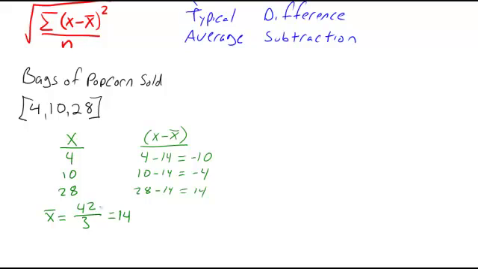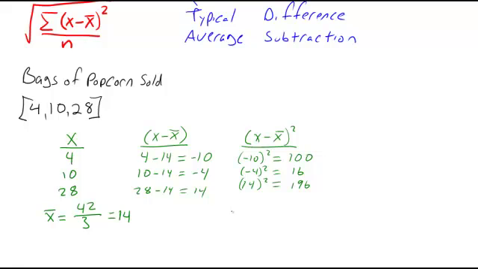Next I want to square it because I want to find the positive values, not the negative. So x minus x bar squared gives me each value squared. So negative 10 squared equals a positive 100. Negative 4 squared gives me a positive 16. And 14 squared gives me 196.